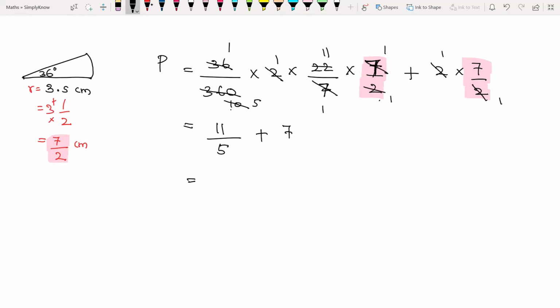11 over 5 as a mixed number. 5 times 2, 10, remainder 1. Plus 7. So what's our answer? It's 9 and 1/5 centimeters.